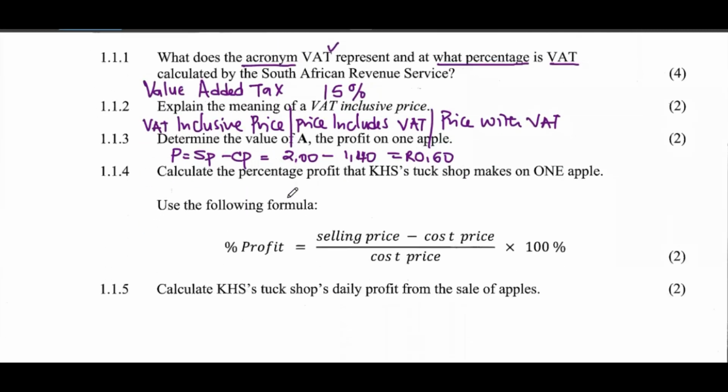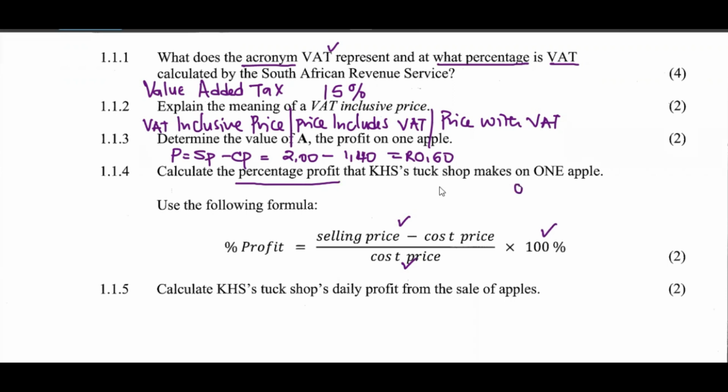All right. Question 1.1.4, we are looking at calculate the percentage profit that the KHS tax shop makes on 1 apple. In other words, we're looking for profit as a percentage. Remember, we've already got the profit up here. We have the cost price. Then you need to multiply by 100. So I'll do it here.